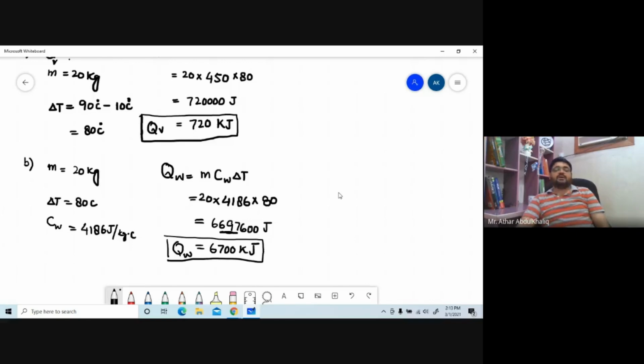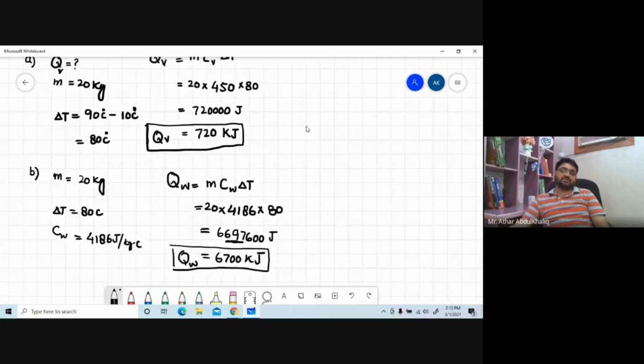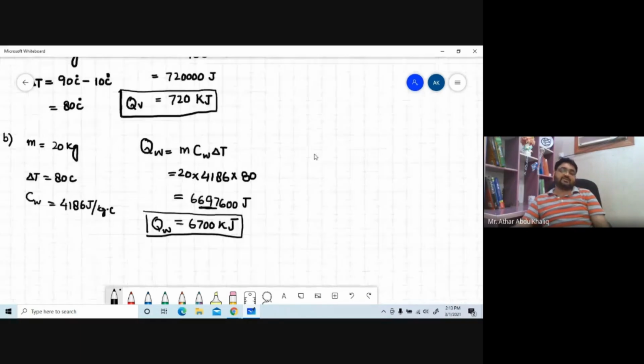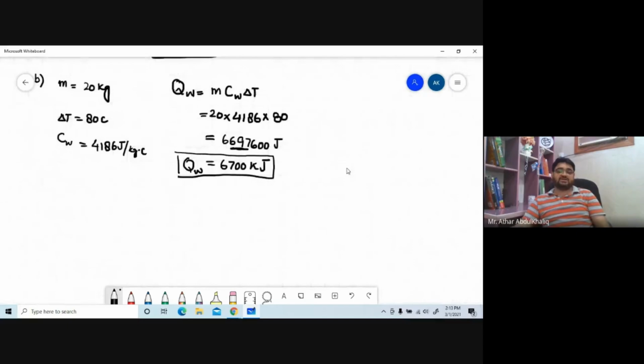Okay, now you have only the iron vat. Then you need 720 kilojoule heat to increase its temperature from 10 to 90. But if it is filled with the water, how much heat will it require? It will require the heat to increase the temperature of the vat and the water. So total amount of heat, Q total, is equal to amount of heat required for the vat plus amount of heat required for the water.